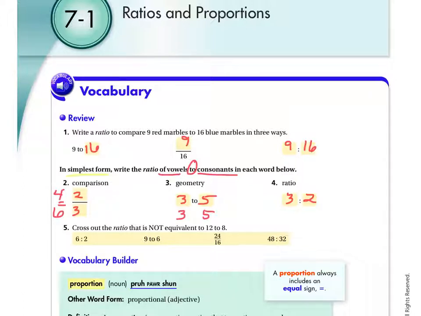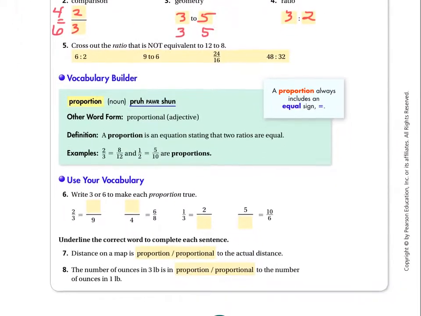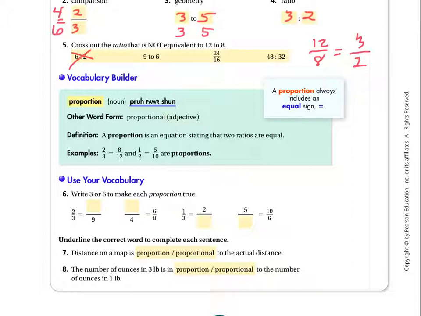And then for number 5, I want you to cross out the ratio that is not equivalent to 12/8. So 12/8, let's write 12/8 over here to the side. What is 12/8 reduced to? What goes into both 12 and 8? 4, right? The highest is 4. And so 12 divided by 4 is 3. 8 divided by 4 is 2. So you're looking for any ratio that reduces to 3/2. Does this reduce to 3/2? 6 to 2? Nope, so that one gets crossed out.